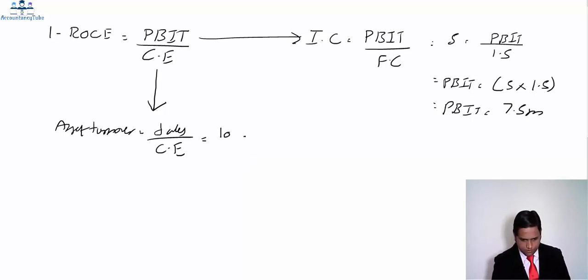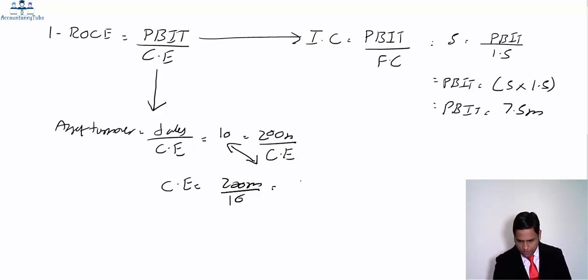It's 10 times, is equal to 200 million divided by capital employed. Again, it's just basic mathematics. Capital employed is 200 million divided by 10. This goes there and that goes here, and we have our capital employed of 20 million.